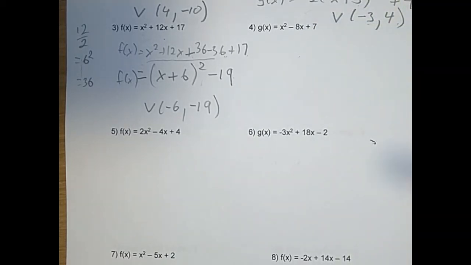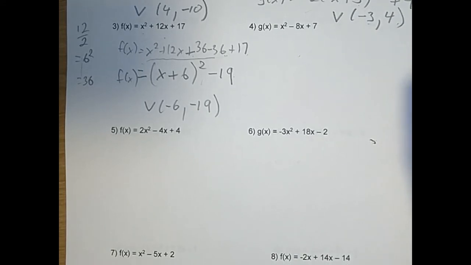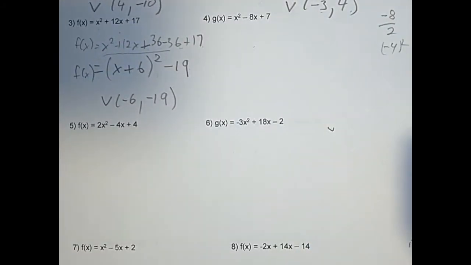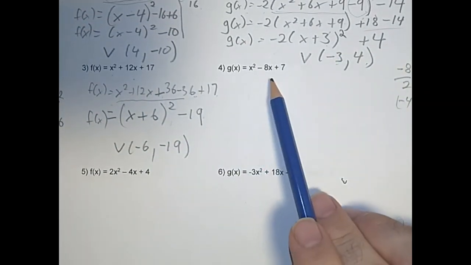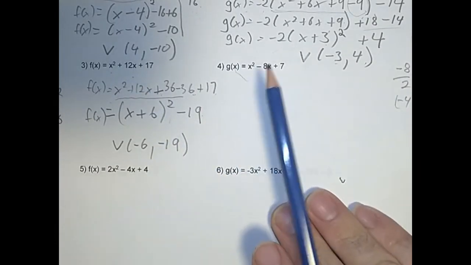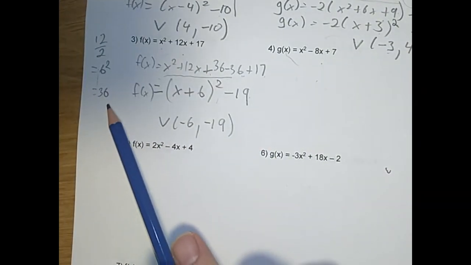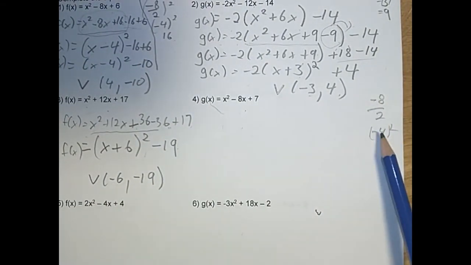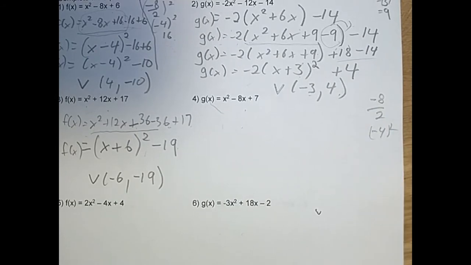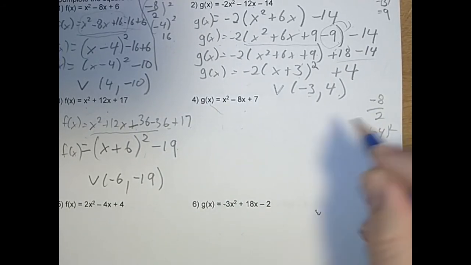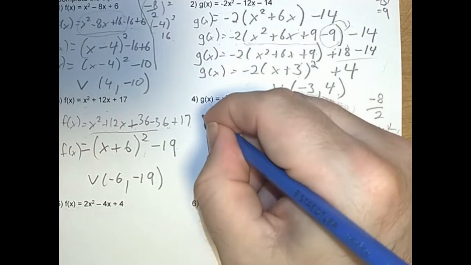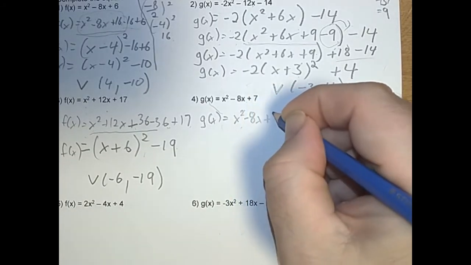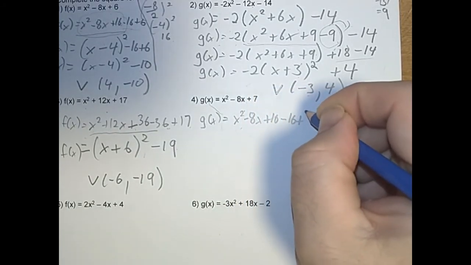Again, we take the negative 8 over here. You always divide it by 2 and you get negative 4. So I took this middle term. Every time you take the middle term, so here you took 12, 12 divided by 2 is 6, 6 squared is 36. So over here, I'm taking the negative 8. Negative 8 divided by 2 is negative 4. Negative 4 squared is 16. And then I add and subtract 16. So g of x is x squared minus 8x plus 16 minus 16 plus 7.